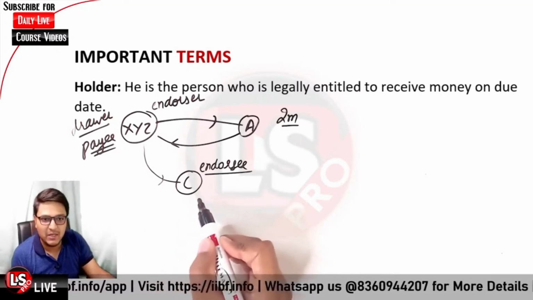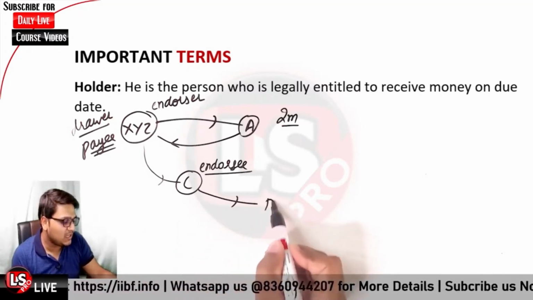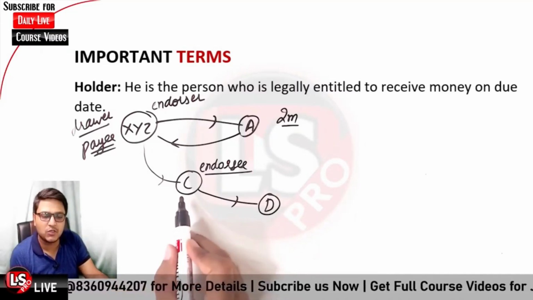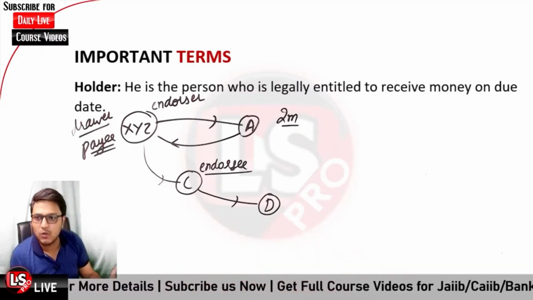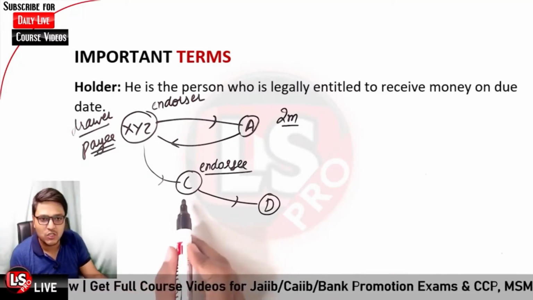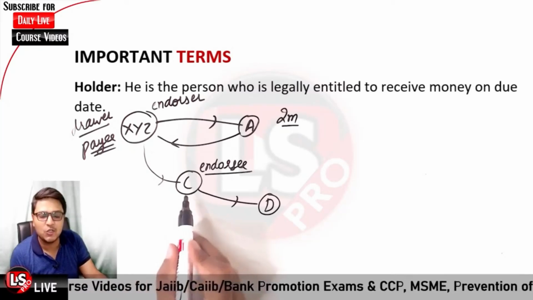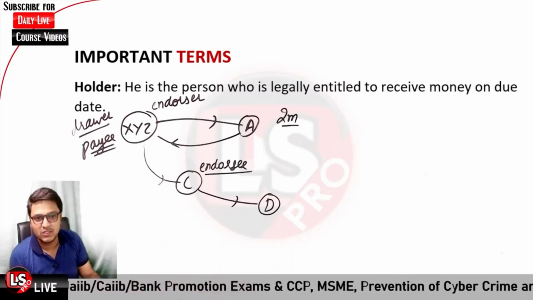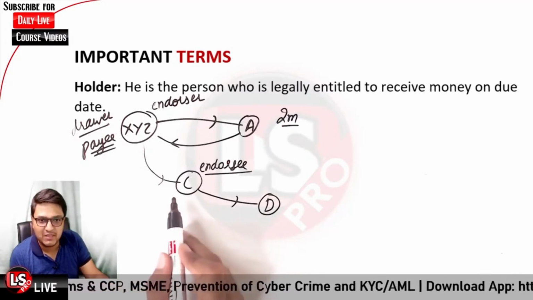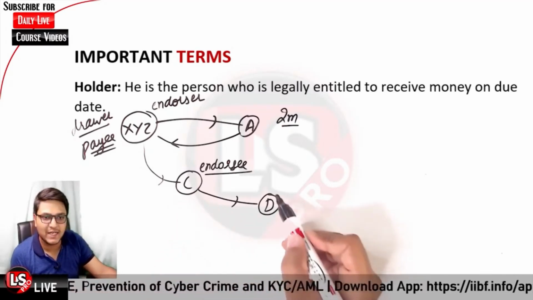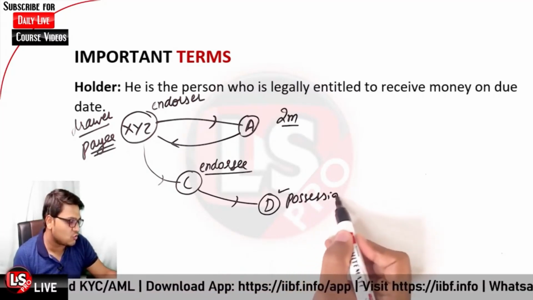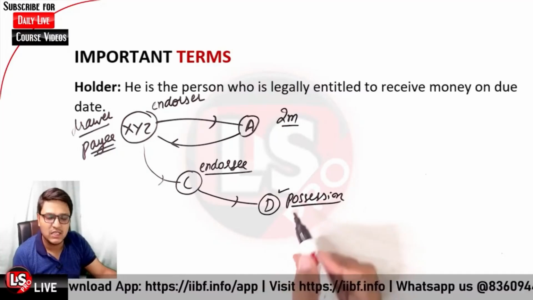C was having a liability to pay an amount to person D, and he endorsed the instrument to person D over here. Now C becomes the endorser, and D becomes the endorsee. Try to understand the point. C was previously having the possession of the instrument and was entitled to receive the payment, but now the possession of the instrument lies with person D. Now person D is having the possession of the instrument, and he is entitled to receive the payment.